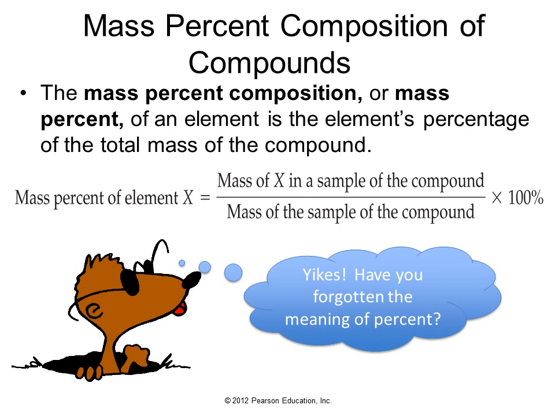The mass percent composition of compounds. Mass percent composition, or mass percent of an element, is the element's percentage of the total mass. Let's not forget that percent means mass of the part over the mass of the whole. So the mass percent of an element X in a compound is the mass of X in a sample of the compound over the mass of the sample of the whole compound times 100. Yikes, have you forgotten the meaning of percent?